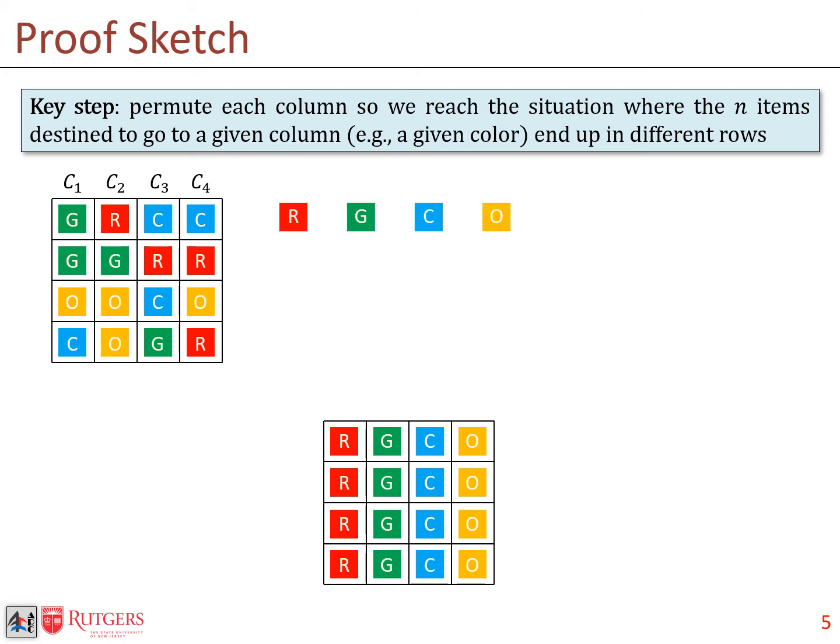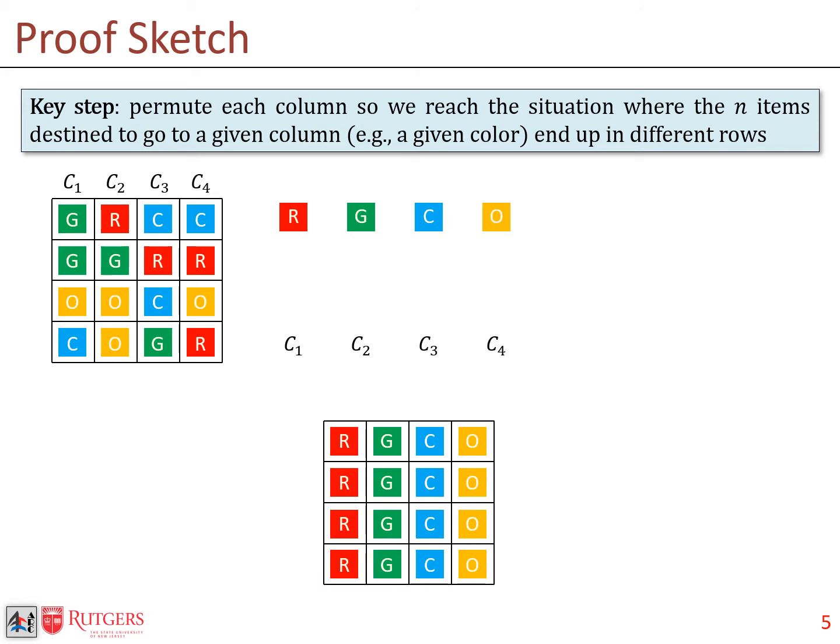We first construct a bipartite graph based on this original Rubik table. For one of the partite sets, we use the colors R, G, C, and O. For the other partite set, we use the column numbers C1, C2, C3, C4. We add an edge between a color and a column if, in the original configuration, that color appears in that column.